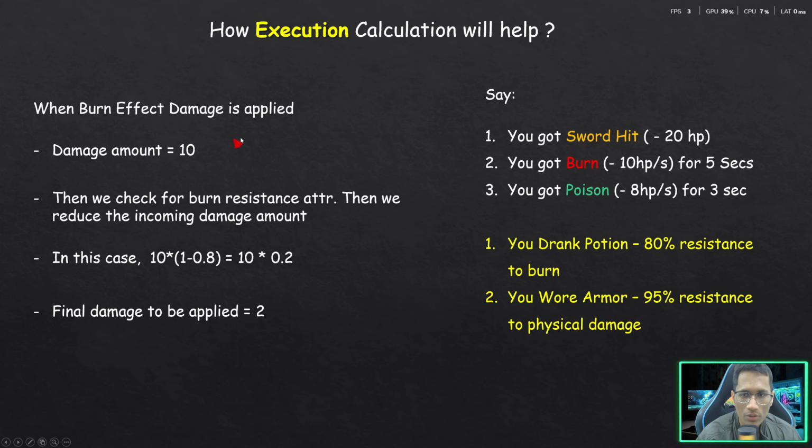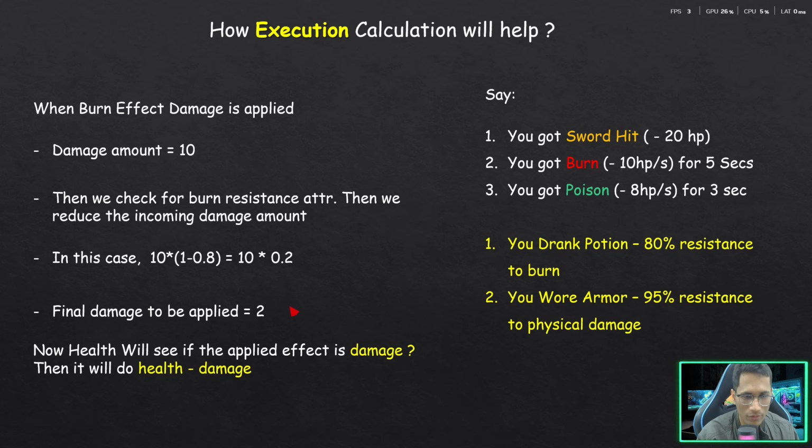And how it will work: first you will calculate the burn effect damage, then you will go for chill effect damage, then you will go for poison effect damage, and then the final damage will be added up. And then the health attribute will be informed, and then it will subtract the damage.